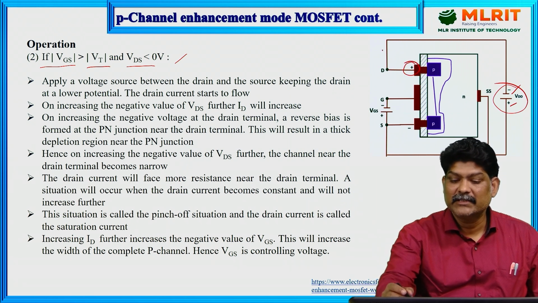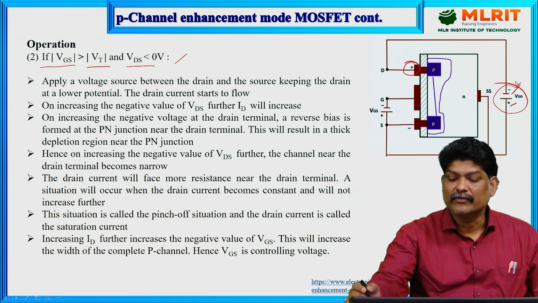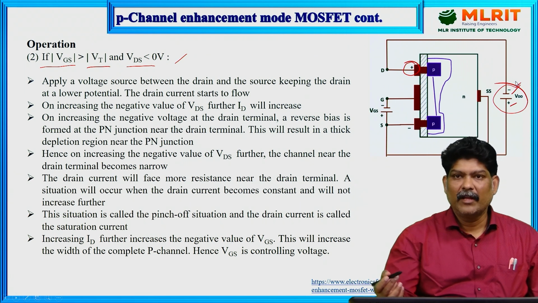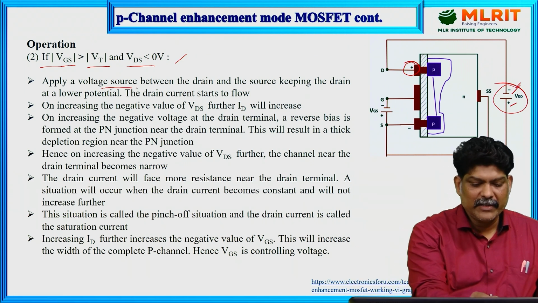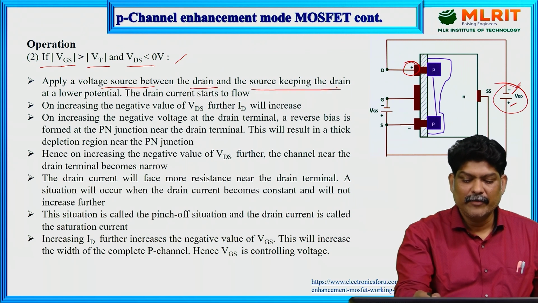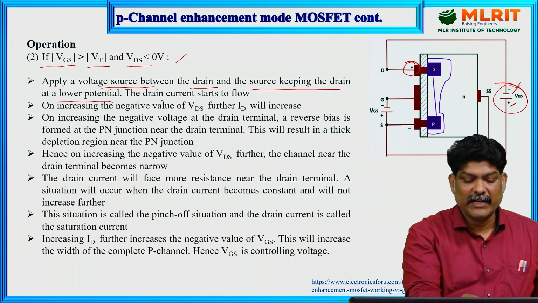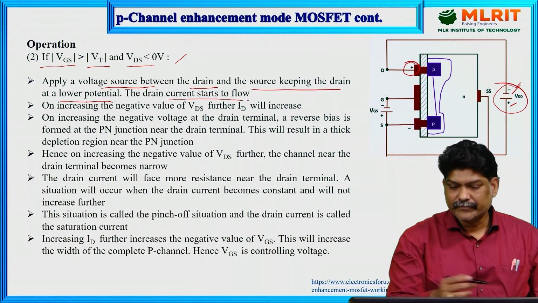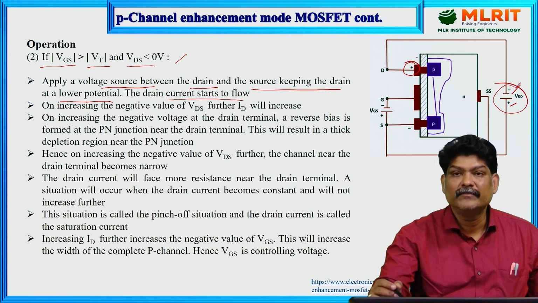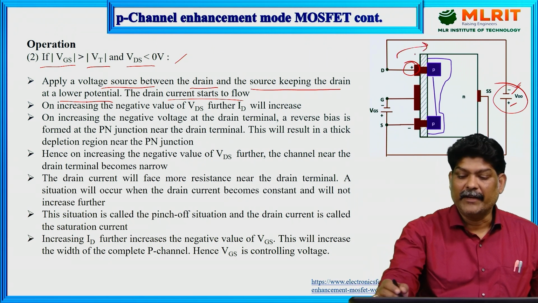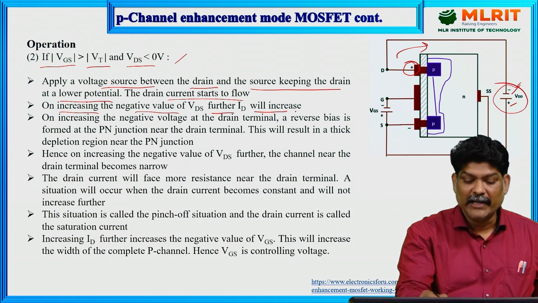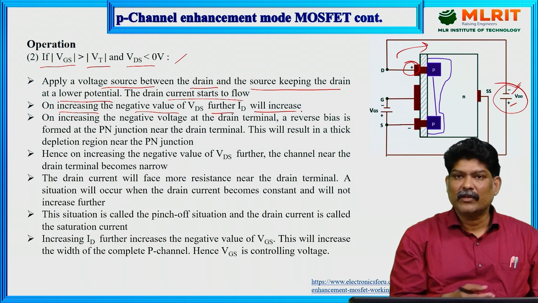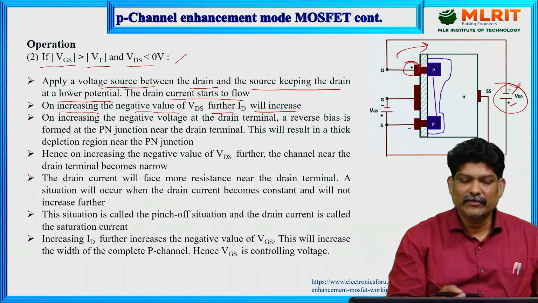So this is connected to negative. You can observe that positive connected to negative means reverse bias. So apply a voltage source between drain and source, keeping the drain at lower potential. The drain current starts to flow from the drain. Now on increasing the negative value of VDS further, ID will also increase. So drain current also increases if you increase the drain to source voltage.